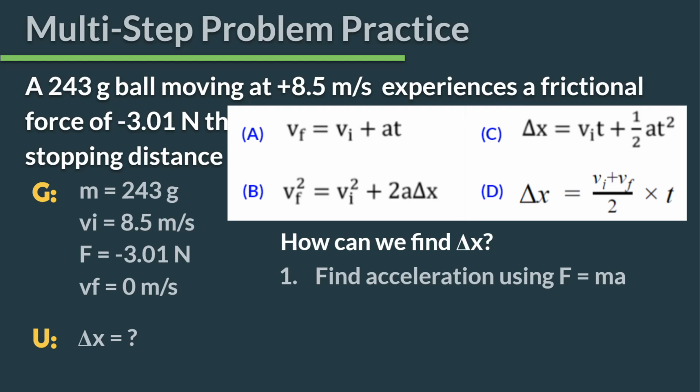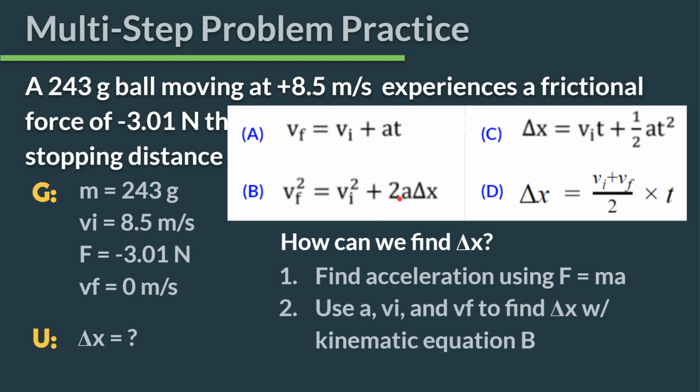So we can solve for acceleration. And then once I get acceleration, we can use equation B, because then we'll have Vf, Vi, and a, and then we can find delta x that way. So this is going to take you a couple of steps. And guys, this thought process is the hardest part for most students. If you can't plan out how you're going to get there, then you're going to get stuck.